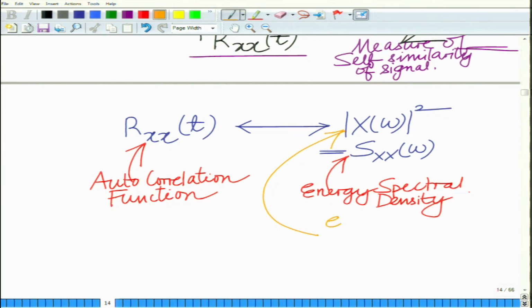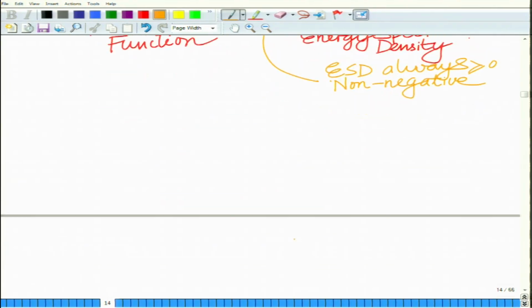So, the ESD is always greater than or equal to 0, which implies that it is a real quantity and, more importantly, non-negative. The energy spectral density gives us an idea of the distribution of the energy of the signal in the different frequency bands. If I want to find the energy of the signal in a particular frequency band, I have to integrate this energy spectral density over the band of interest.